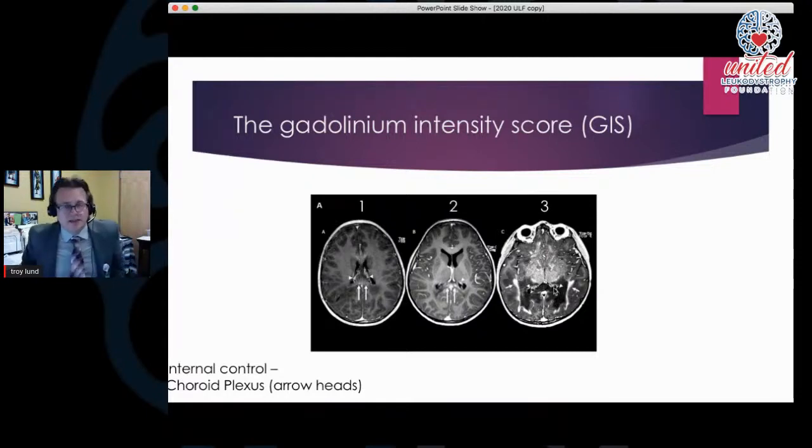So albeit this is not the world's best scoring system, but it did correlate to disease progression in our initial publication, and again added to our set of biomarkers in which we hope we'd get better at predicting disease outcomes.